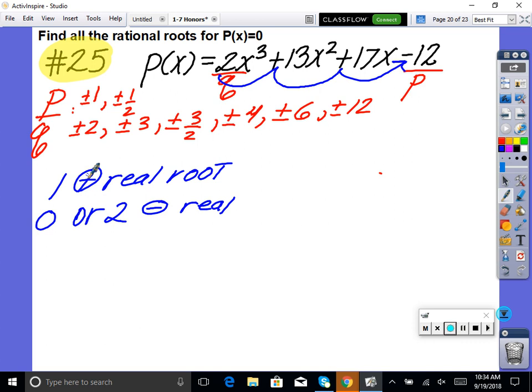So let's start testing. Everybody, I always start with positive whole numbers first, and then if not, I test the positive fractions. Actually, let's all just split it up. Everybody pick a positive number. Somebody pick positive 1, somebody pick positive 2, 3. Somebody pick positive 1/2. Somebody pick positive 3/2. Take the hard ones, some of you. 4, 6, and 12. Which one works? Pick one and go for it.